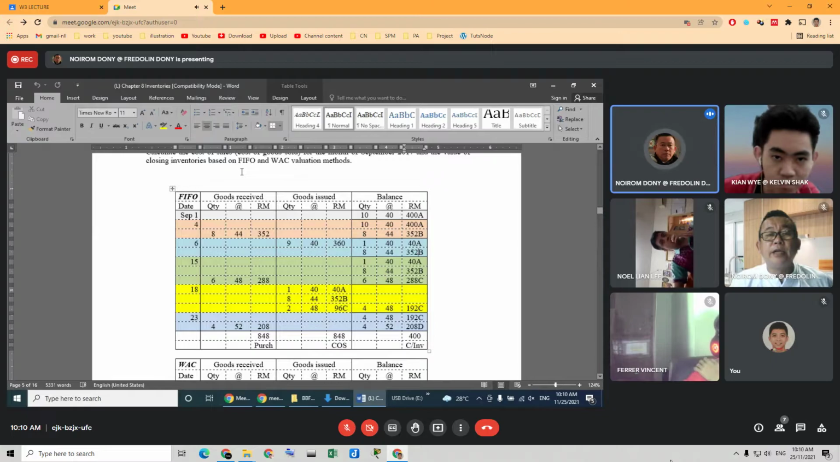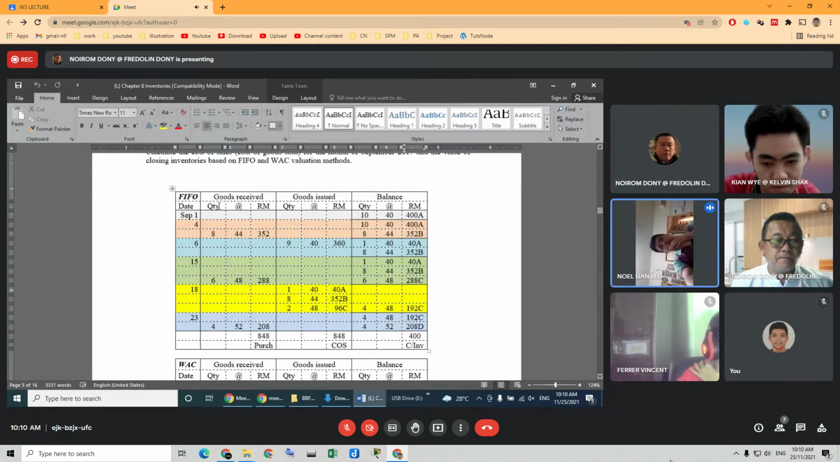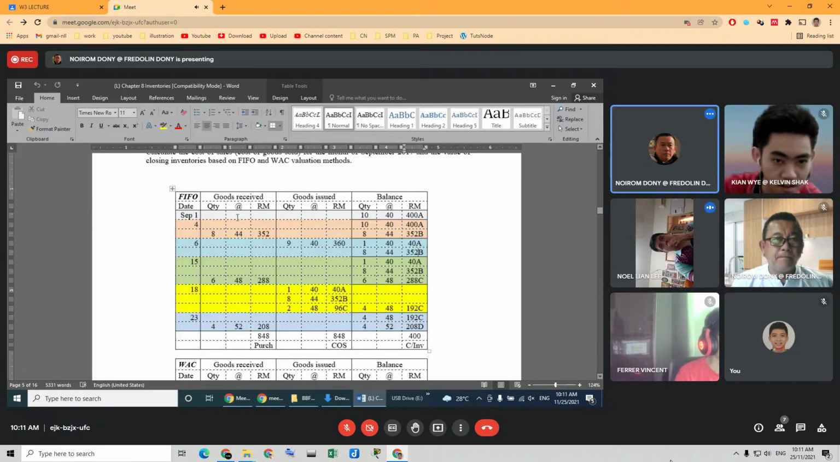Now that is first in, first out. Can you understand? So if every time there's a different price, it's considered as a different batch. And the one like the ABC, how do we know how many batches we have here? We have the existing one. We have two purchases, so three batches, isn't it? The existing is 40, and then on the fourth 44, and on the 15th 48. So three batches here.